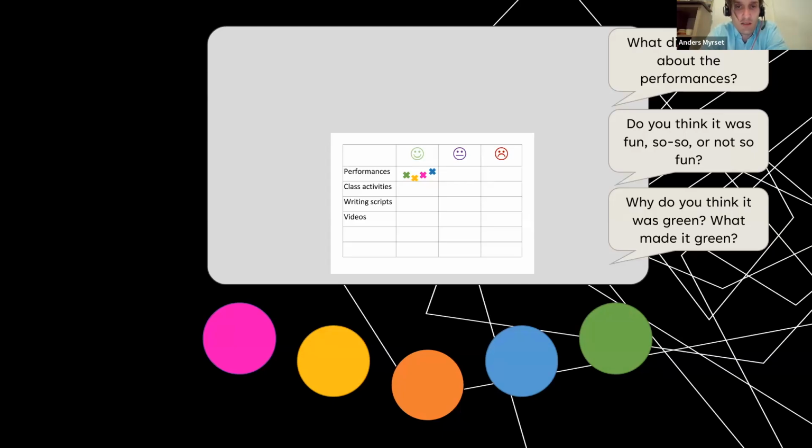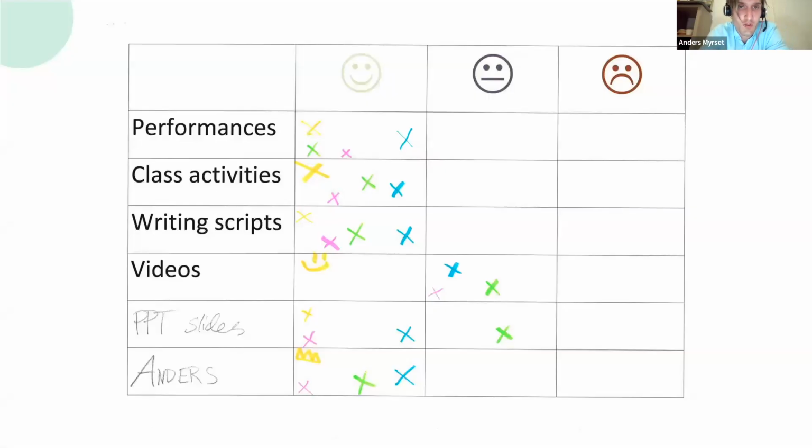So if they said something was green, this smiley face, why was it green? What made it green? If they said, for instance, that something was the red frowny face, what could we have done to improve it? Why didn't you like it? And so on. And here's an example of one group's responses, and you can see that they have added some additional items that they wanted to appraise, and they've also been a little bit agentive with the marking, turning into smiley faces and crowns, etc.